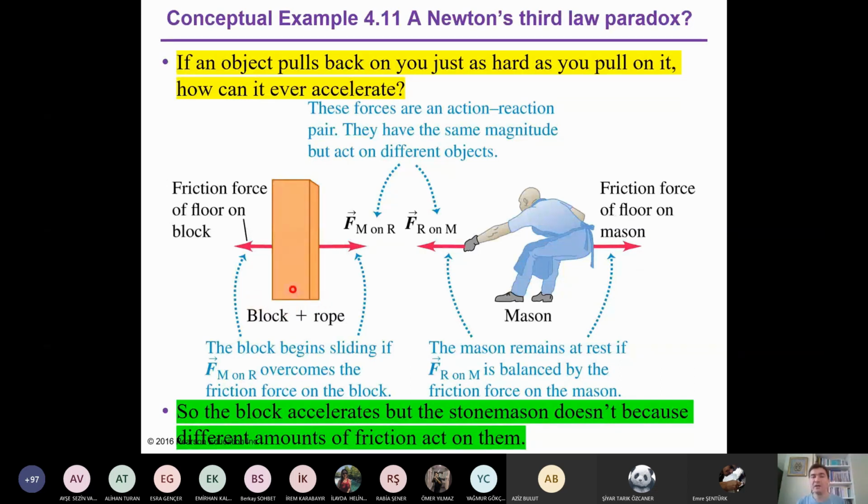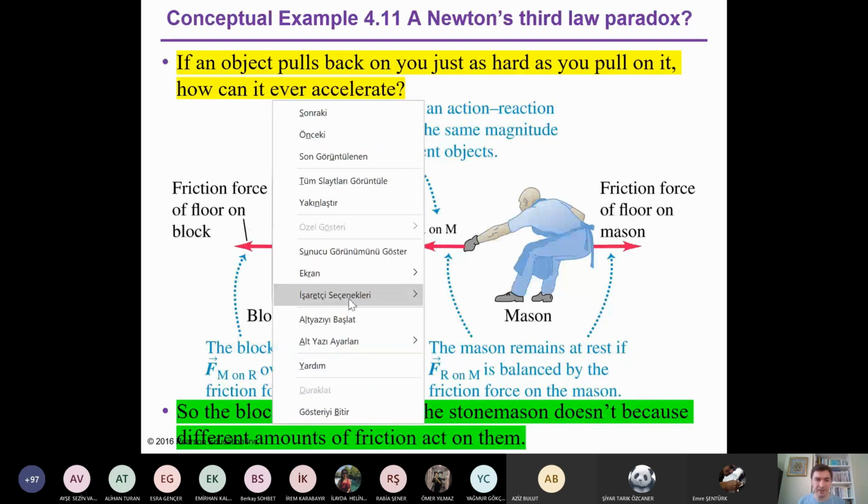So now let's try to find the net force acting on the marble block here. Look at this one to the left side. Very easy to understand. It is necessary just to concentrate on this. I'm talking about the left side. So I have separated block plus rope from the mason. So what are the forces acting on this marble block? Let me choose the pen.